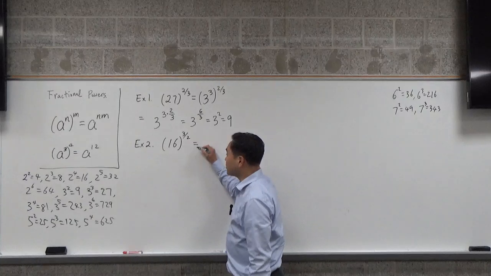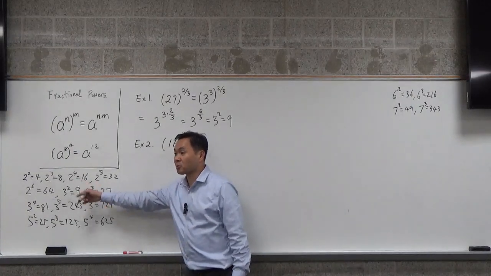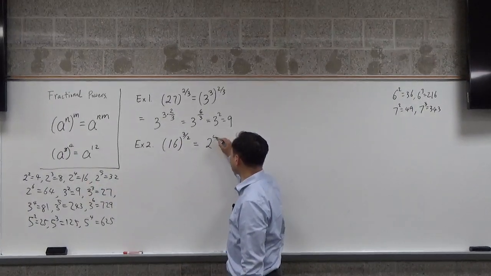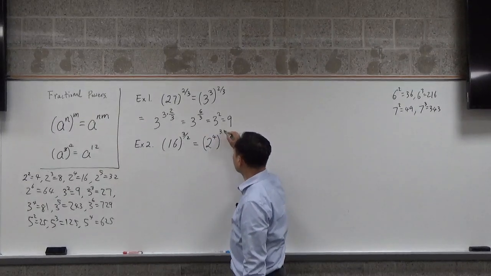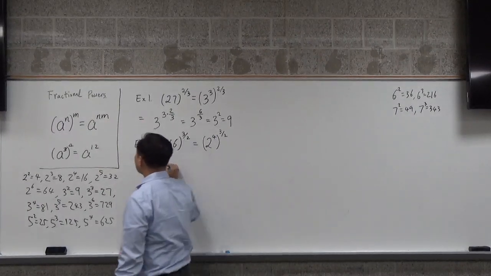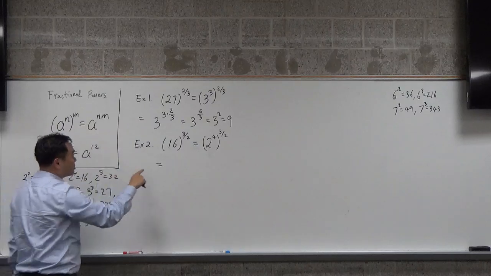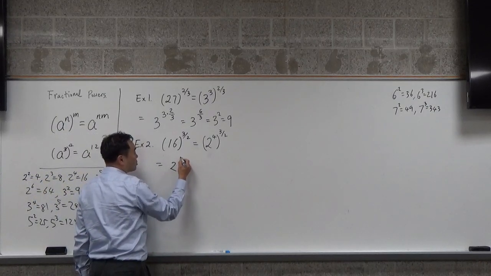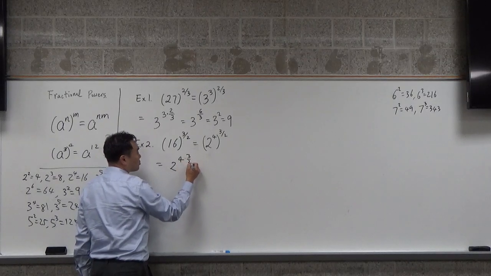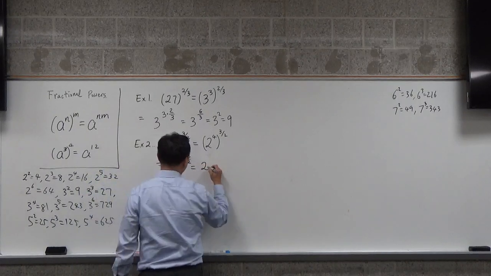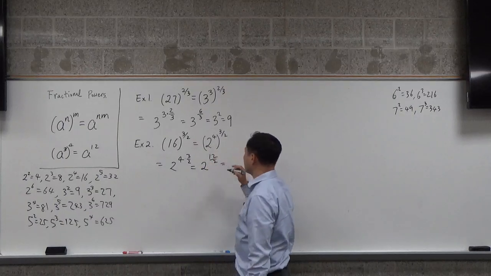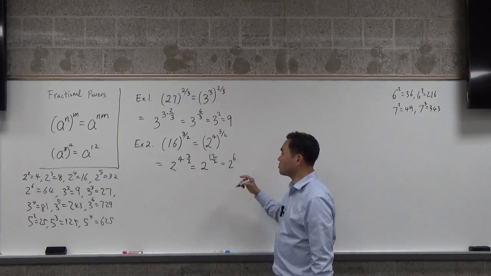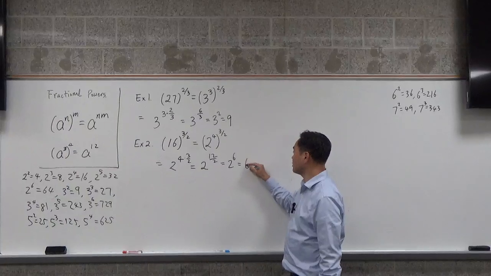You're going to rewrite 16. I have 16 here as 2 to the 4th power, right? So you write it as 2 to the 4th power, to the 3 over 2. And then you use this fact that they multiply. So you have 2 to the 4 times 3 over 2, which is 2 to the 12 over 2, which is 2 to the 6th power. 2 to the 6th power is 64.